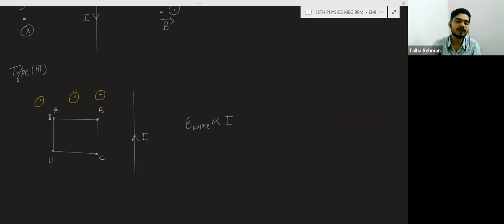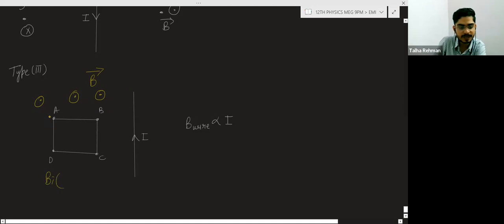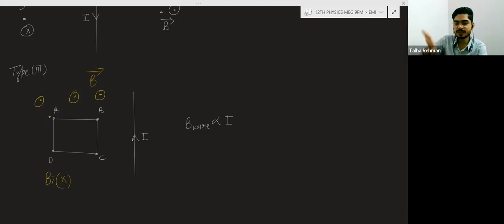That induced current will try to decrease the flux. So how will the flux be decreased? There will be some magnetic field induced in the opposite direction of the given magnetic field. This is the magnetic field due to the wire, and the induced magnetic field will be inwards, and inwards means away from you.